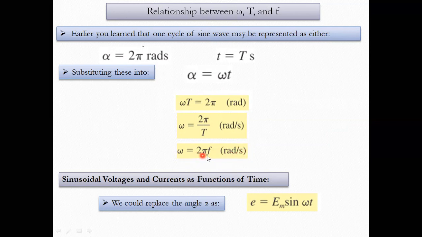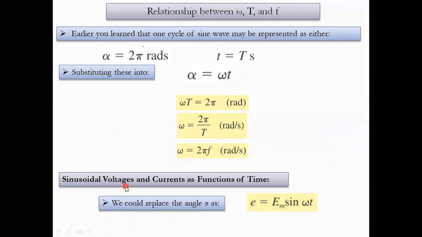Omega is equal to 2 pi f. That is, 2 pi radians are covered within a duration of 1 second, which is the angular frequency, 2 pi f. We all know f is 1 by T. That's why we write alpha equal to omega t, or theta equal to omega t, on the x-axis. We all learned these things in plus two.